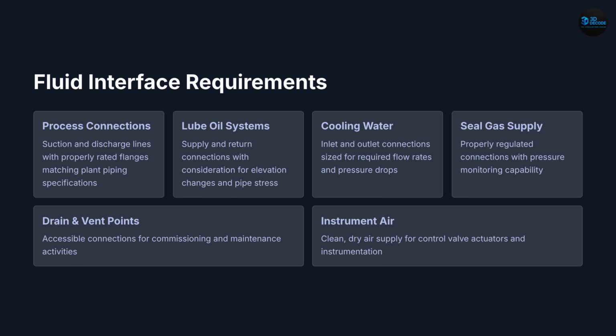Slide 5. Fluid interfaces. Fluid interfaces include suction and discharge piping, lube oil connections, cooling water lines, seal gas supply, drains, vents, and instrument air. Each connection must match plant piping specifications and must be accessible for installation and maintenance. Improper fluid interface design often leads to misalignment and piping stress.